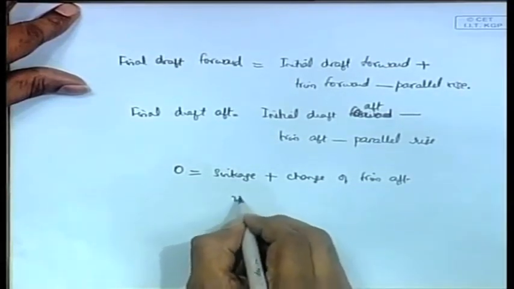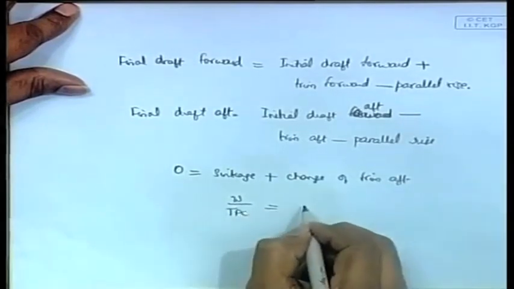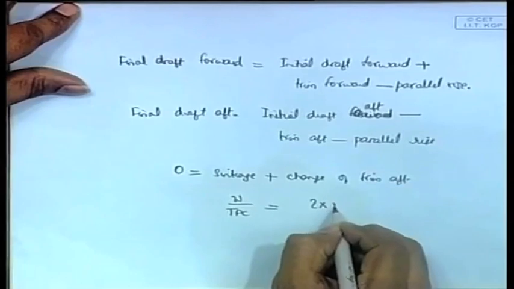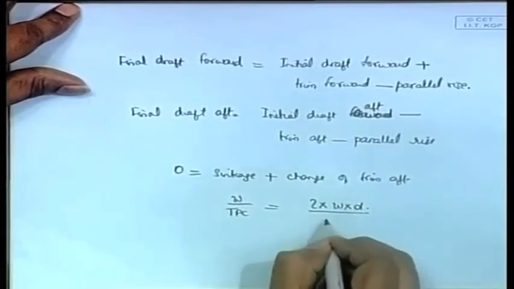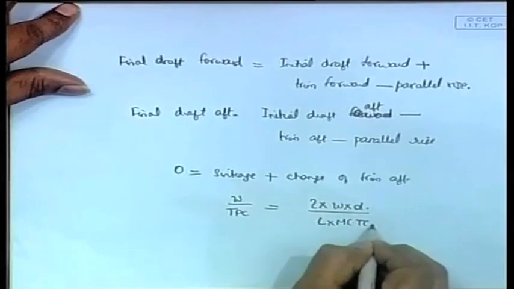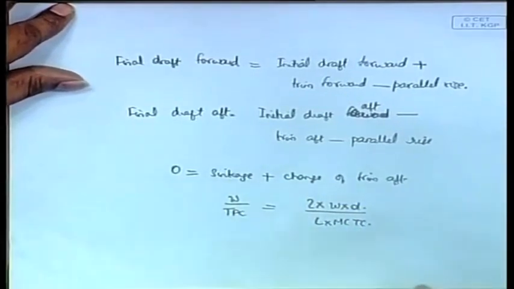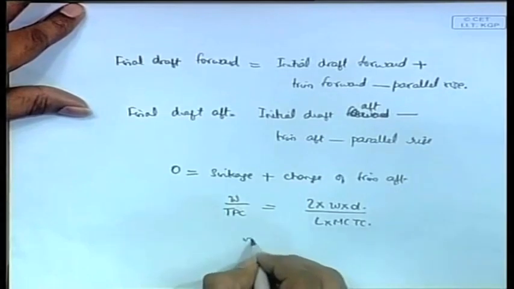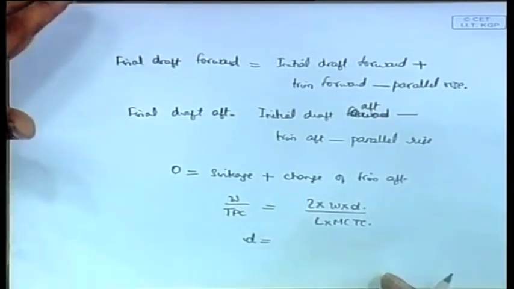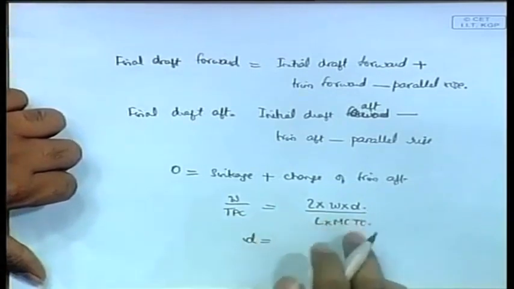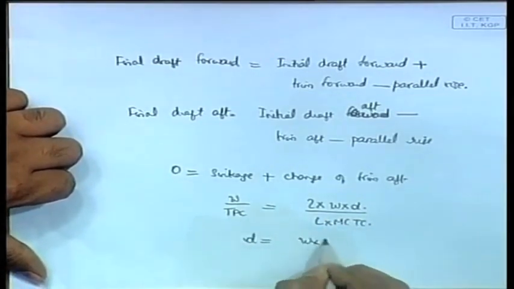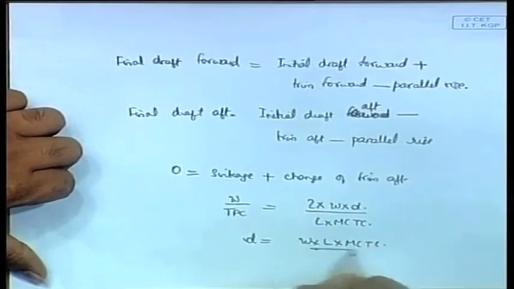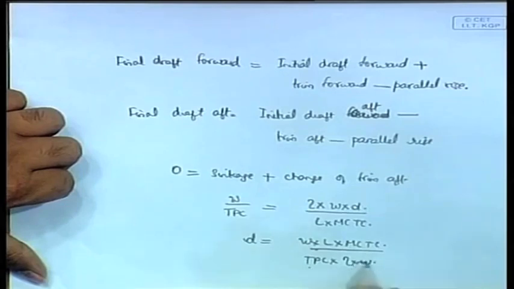So, you will have W by TPC becoming equal to L into W into D divided by L into MCTC. This formula is just a particular case. Suppose you are adding a weight in this particular case, at the position at which you add the weight, you will get W into L into MCTC divided by TPC into L into W. Oh, W will cancel out.